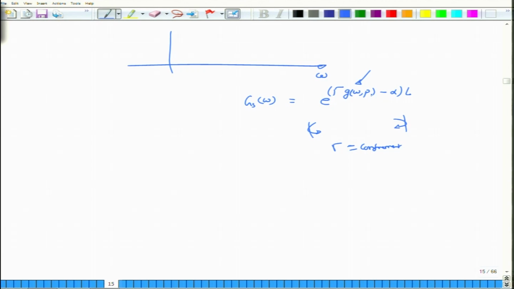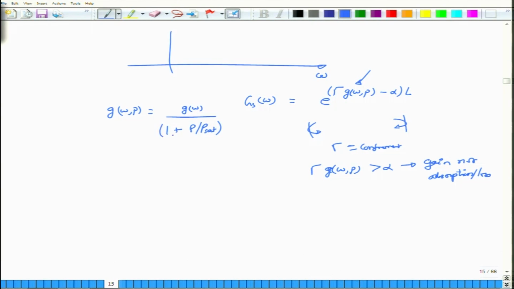Of course, for this to be positive, gamma g of omega comma p at every frequency and for every power must be greater than alpha, so that overall you will have gain and not absorption or loss. These conditions are to be satisfied for any type of amplifier or gain. Further, this g of omega comma p itself is given by a frequency independent gain function divided by a term in the denominator, where we have written P sat, which is called the saturation power.